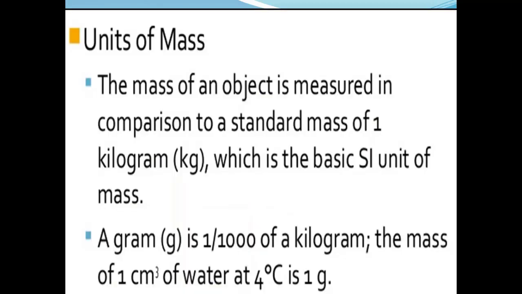So here the mass of an object is measured in comparison to the standard mass of 1 kilogram, which is the basic unit of mass. So here 1 gram is equal to 1/1000 of a kilogram. The mass of 1 cubic centimeter of water at 4 degrees Celsius is 1 gram.